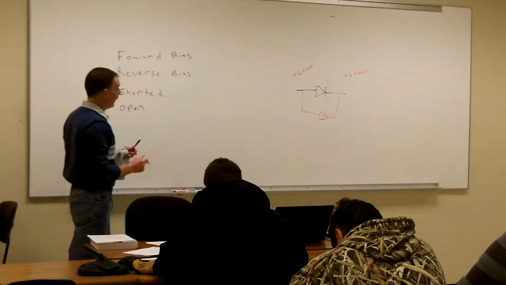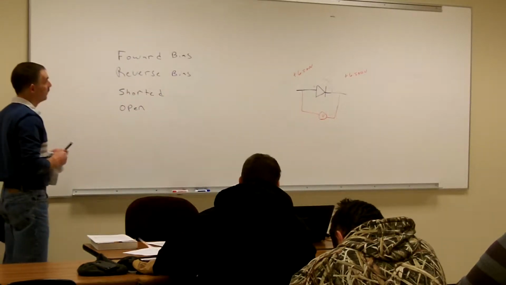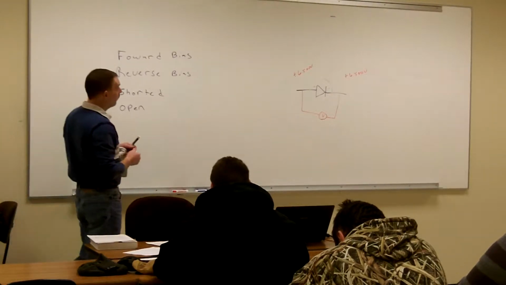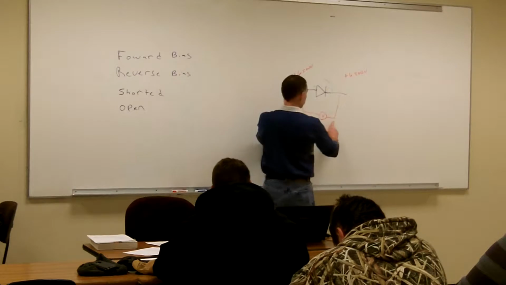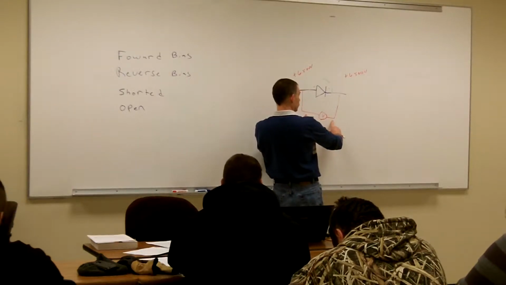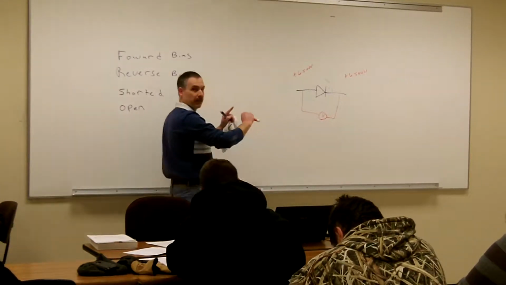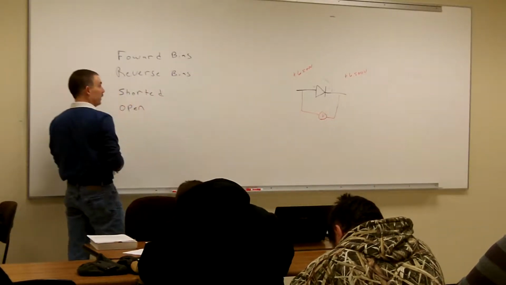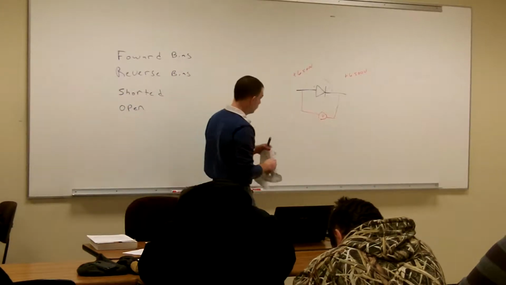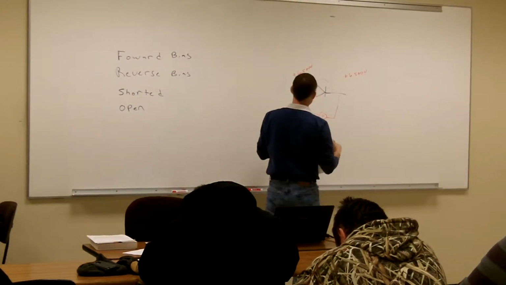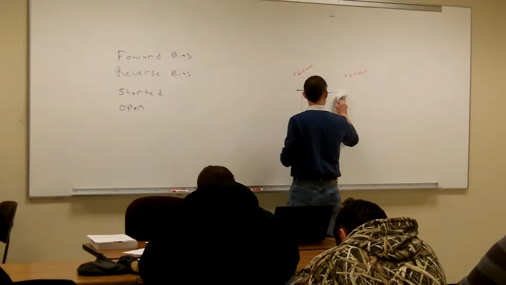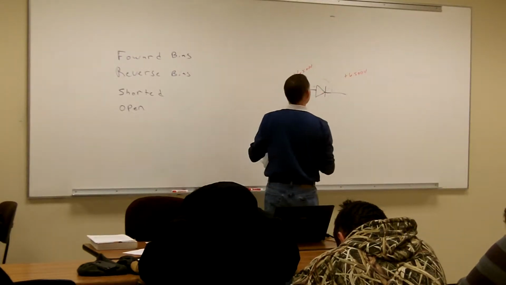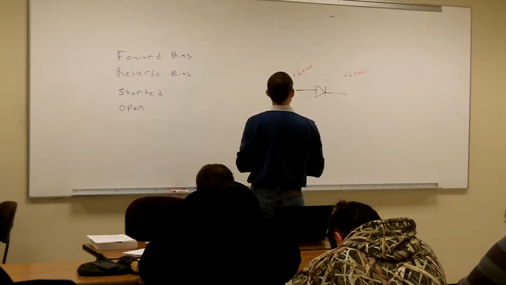Now, what state would it be in? That's an open. So what would I measure for voltage going across my diode? 0 volts. If I measure 0 volts, I'm short. Okay, so that would be a shorted diode. Let's see here.